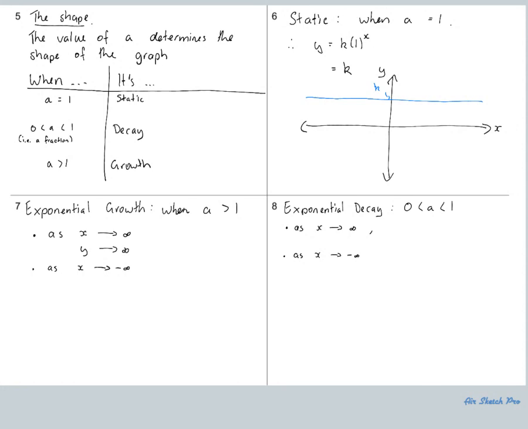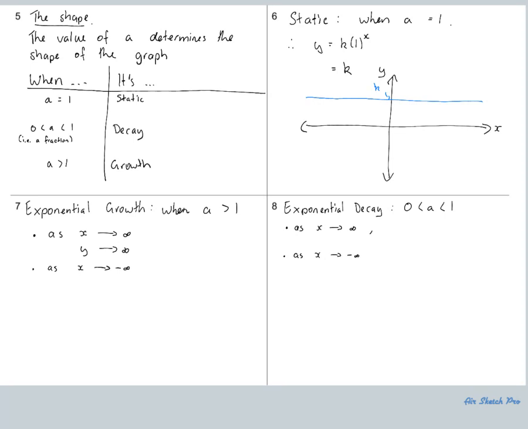Even bigger. So as x gets big, y gets big, and hence we have this sort of exponential growth happening. But as x approaches negative infinity, I want you to think about what that means. So we have taken a number and raised it to a negative power.